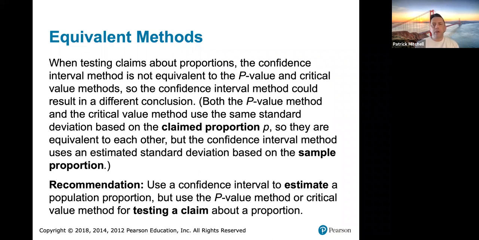So the recommendation is that you only use a confidence interval to estimate a population proportion the way we did in chapter 7. Actually, come to think about it, we did not do confidence intervals for population proportions. All right, so we haven't done that before. But use the p-value method or the critical value method for testing a claim about a proportion. So in this section, you're mainly going to see me using the p-value method and the critical value method.